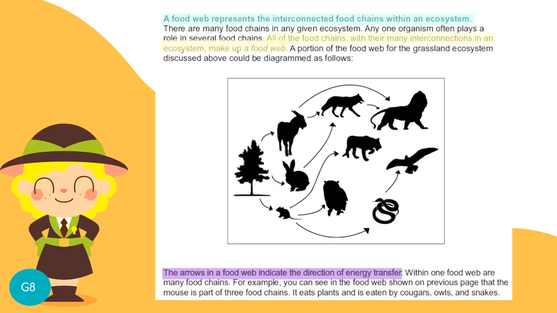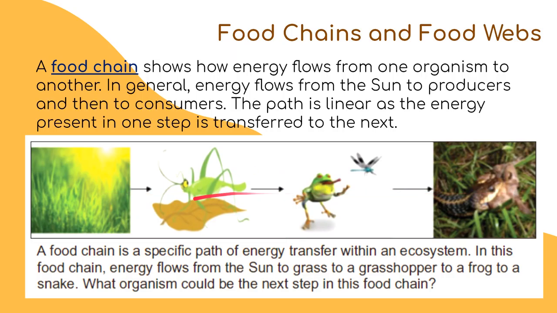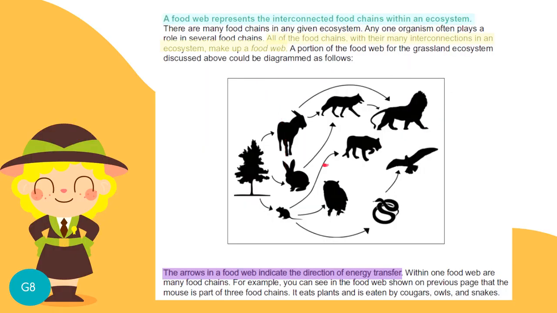A food web, on the other hand, is made of more complicated, overlapping, interwoven food chains. It represents the interconnected food chains within an ecosystem. All of the food chains with their interconnections make up a food web. A food chain is just a linear representation, a linear model. A food web, as the name implies, has several of these branching outs.